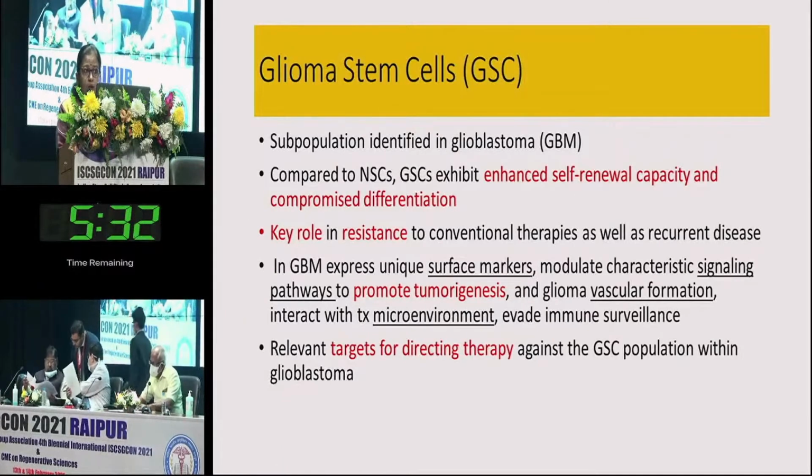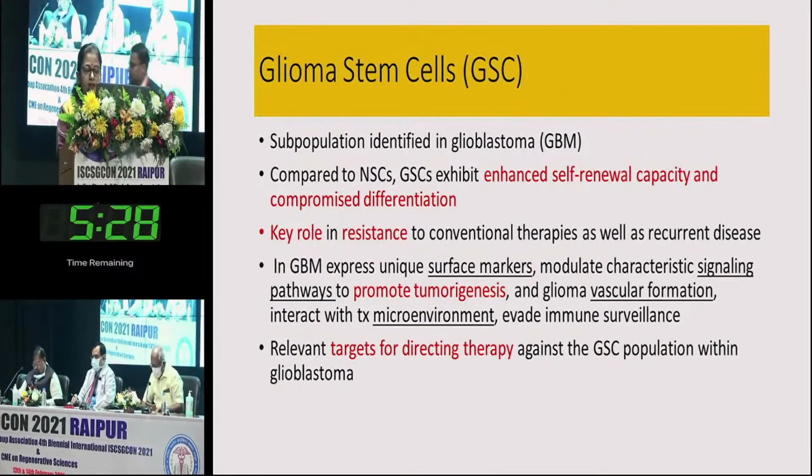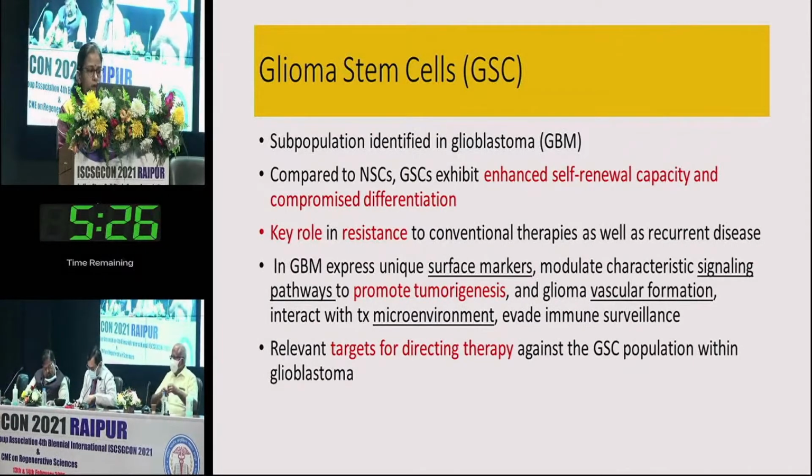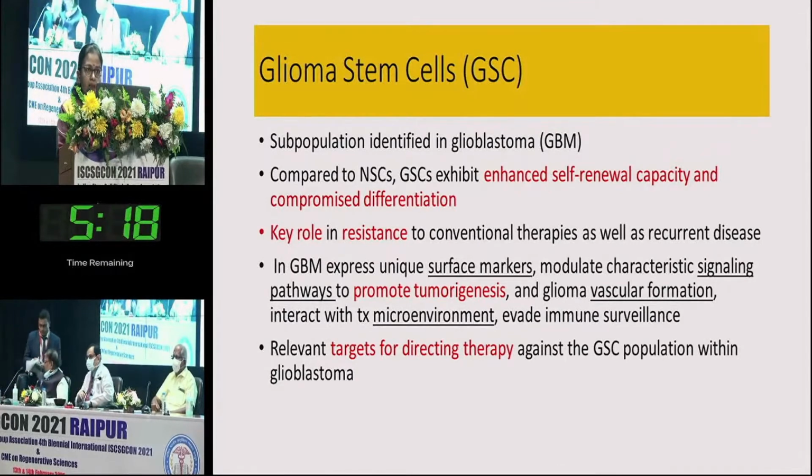What are these glioma stem cells? They are a subpopulation which are identified within glioblastoma, a brain tumor. Compared to neural stem cells, glial stem cells exhibit enhanced self-renewal and compromised differentiation. They have a key role in resistance to conventional therapies as well as recurrent disease.